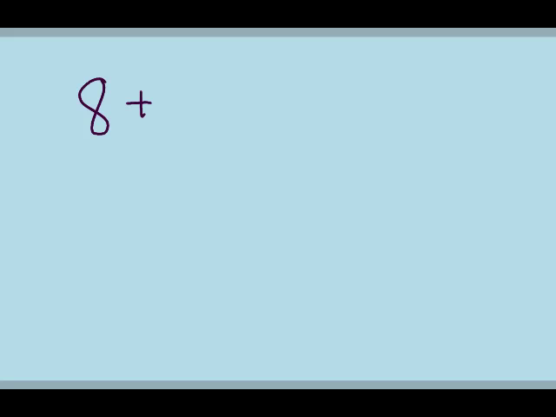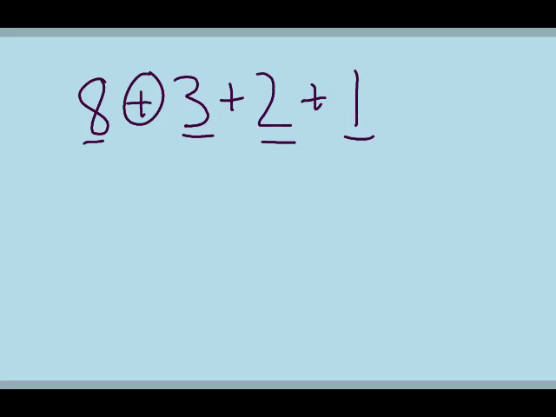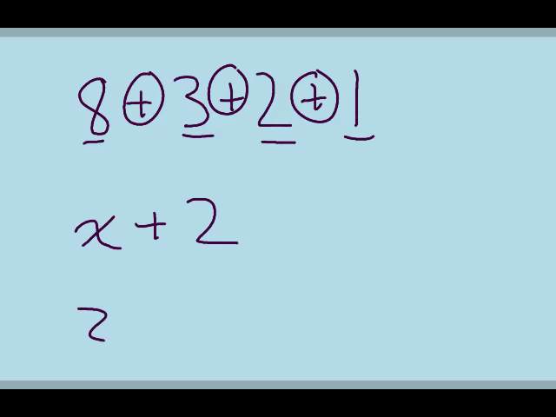numeric or numerical expression. You've probably seen things like 8 plus 3 plus 2 plus 1. This is a numerical expression because it involves numbers and operations. That's all it takes to be a numerical expression. A variable expression will include all those things, but it will also include variables. So a perfectly acceptable variable expression would be x plus 2. Perfectly good expression there. Z minus 9.